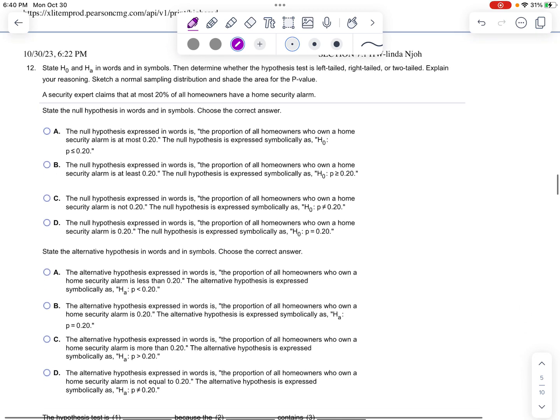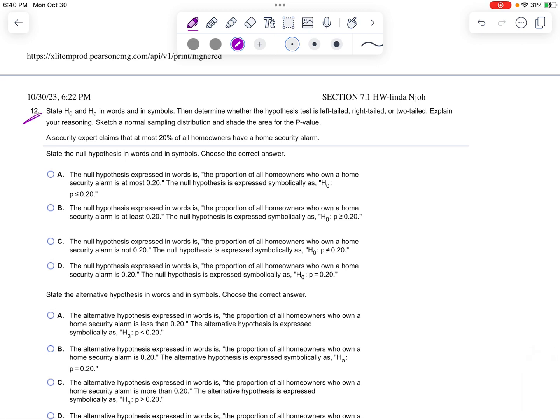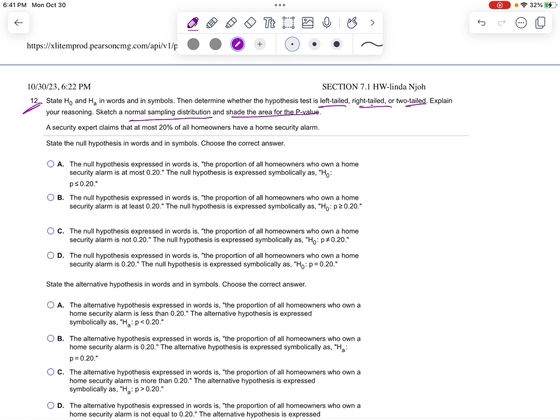Let me look at 12. It says state the null and alternative in words and in symbols. Then determine whether the hypothesis test is left tail, right tail, or two tail, the nature of your test. Explain your reasoning, sketch your normal sampling distribution, and shade the area for the p-value. Perfect. A security expert claims that at most 20% of all homeowners have a home security alarm. So the proportion of homeowners that have a security alarm is at most. At most means what? Less or equal to 0.20. So this is the null. This is the claim.